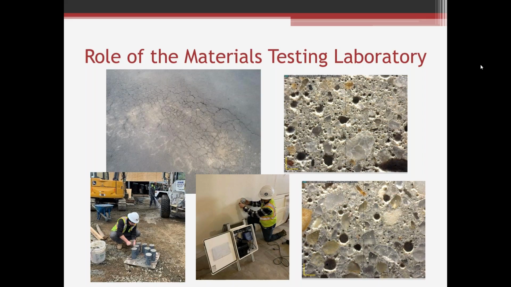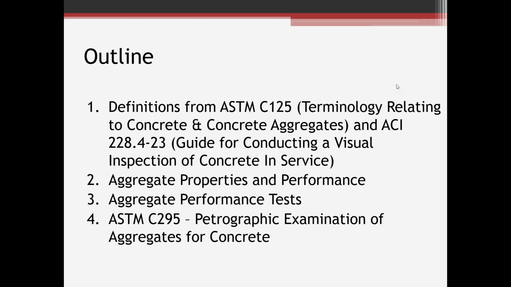So a lot of different things we can do to support engineers and other people in the construction industry. But today, we're going to talk about the engineering significance of different tests that we perform on concrete aggregates. I'm going to talk first about definitions, mostly on concrete aggregates. A lot of the definitions come out of ASTM C125. Some of the definitions come out of ACI 228.